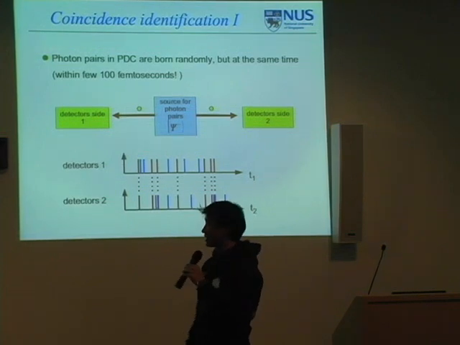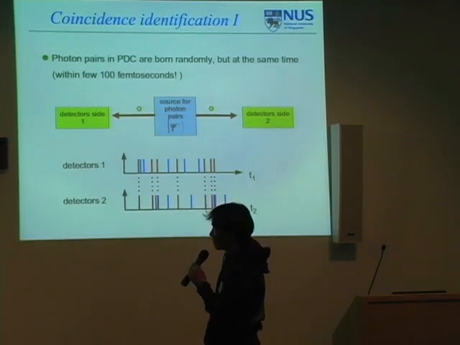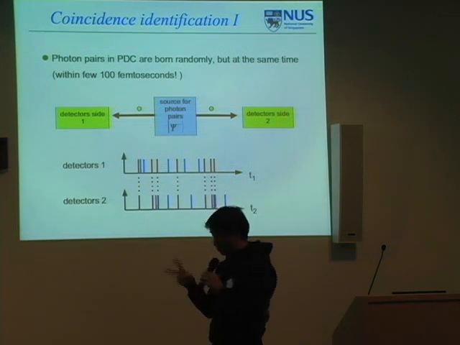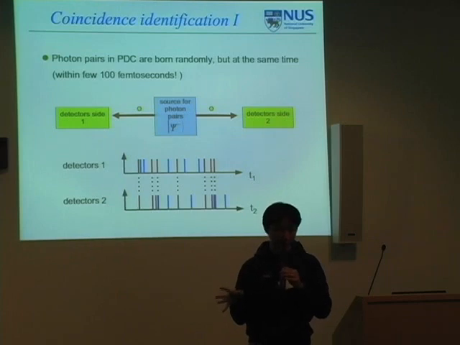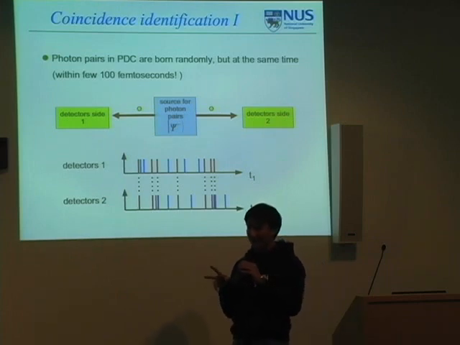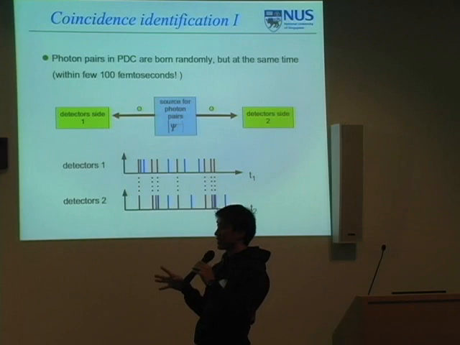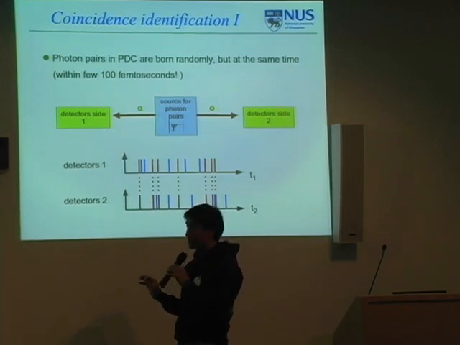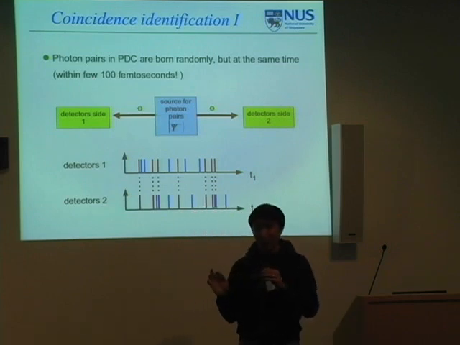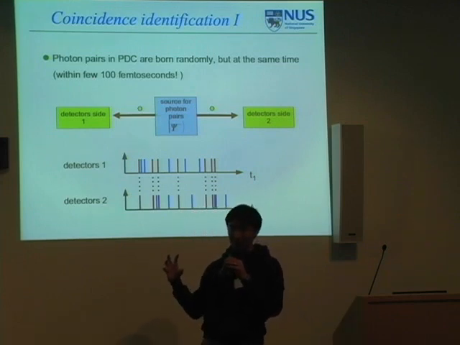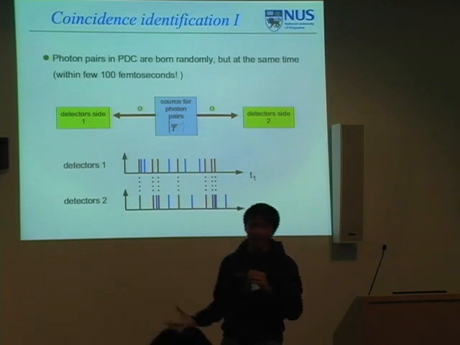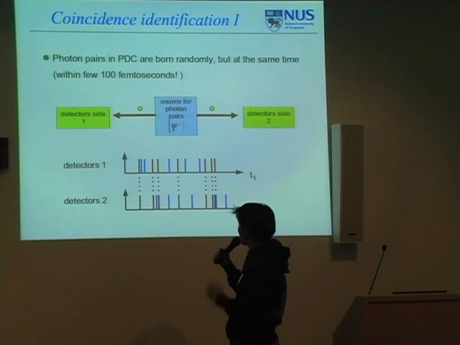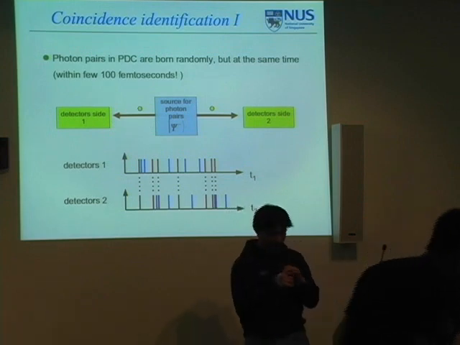at this time. Now, in the process that I just described, photon pairs are born randomly, okay? They're born at the same time, within 100 femtoseconds of each other, but they're born randomly. So it's a bit tricky because Bob doesn't know when to expect photons. His single photon detectors just go click, click, click, click, but he doesn't know when to look for a coincidence.